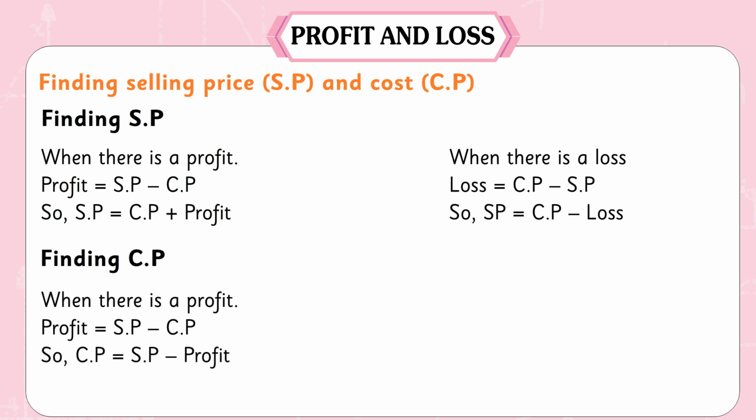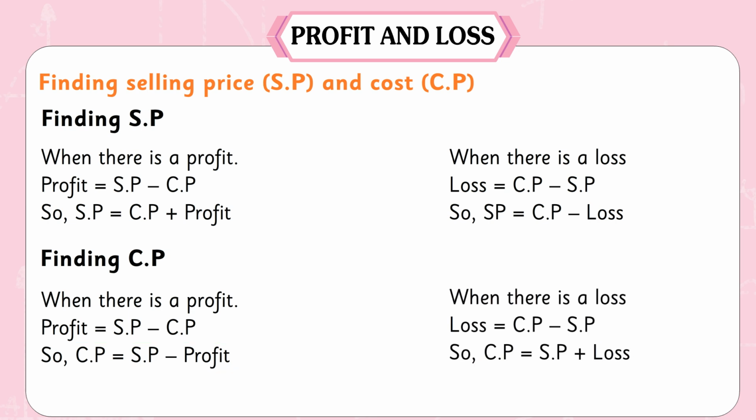Finding CP. When there is a profit, profit is equal to SP minus CP. So, CP is equal to SP minus profit. When there is a loss, loss is equal to CP minus SP. So, CP is equal to SP plus loss.